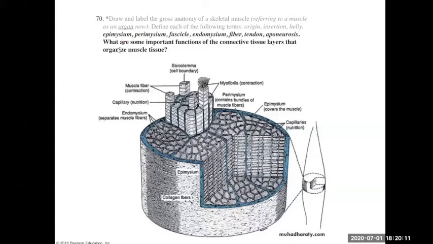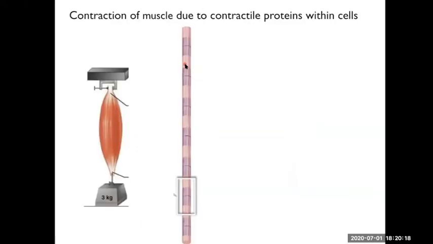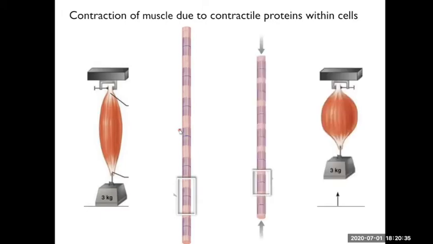And now here we're going to talk about the functions of these connective tissue layers. Backtracking a little bit, we have the muscle over here that's going to be composed of the fascicles, which are going to be composed of the cells, which inside those cells are going to have the actual contractile proteins. So when we're talking about muscle contraction as a whole, it all boils down to these contractile elements within a cell. These are the myofibrils within a muscle cell.